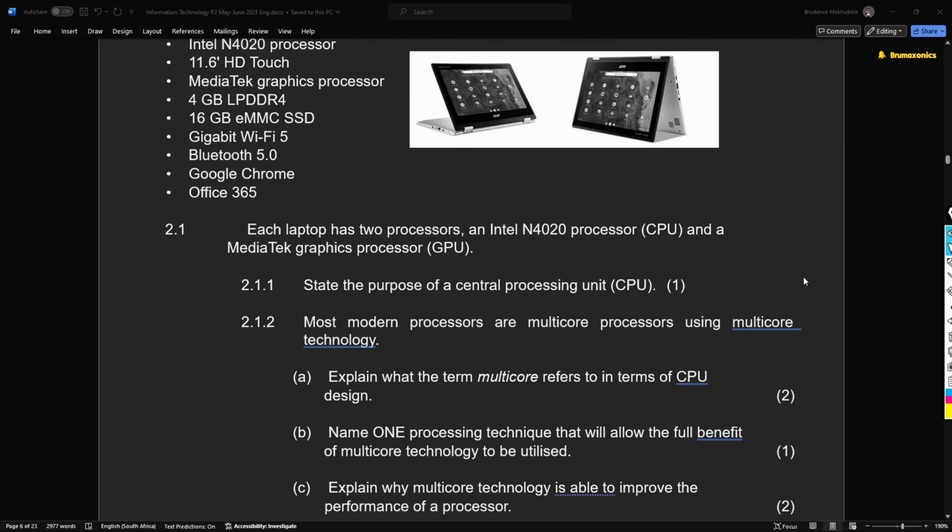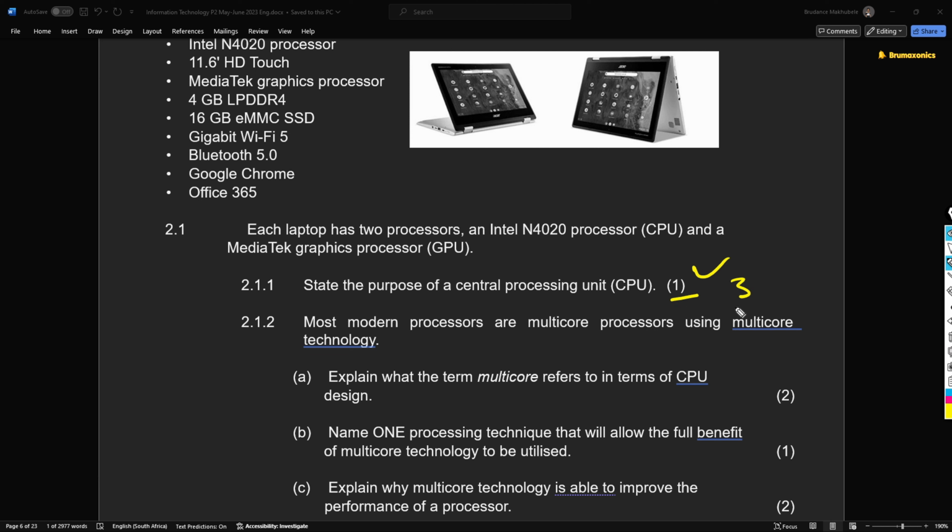So 2.1 says each laptop has two processors, an Intel N4020 processor, which is the central processing unit, CPU, and a MediaTek graphic processor, GPU, right? So the question will say, state the purpose of a central processing unit, which is the CPU, 1 mark. So for 1 mark, you can maybe say that the CPU is actually the brain of a computer. Then that will be a mark.